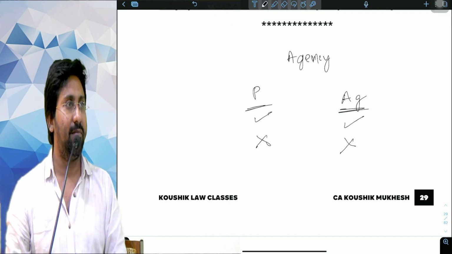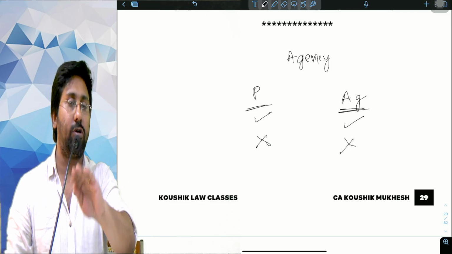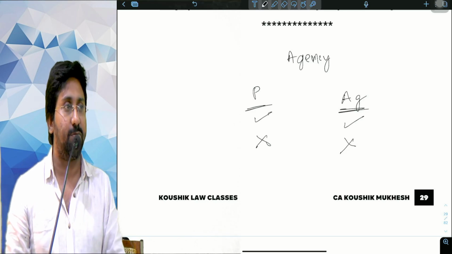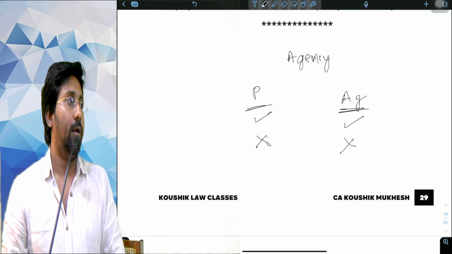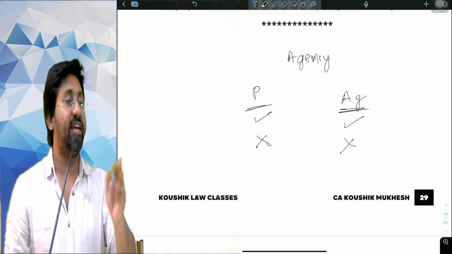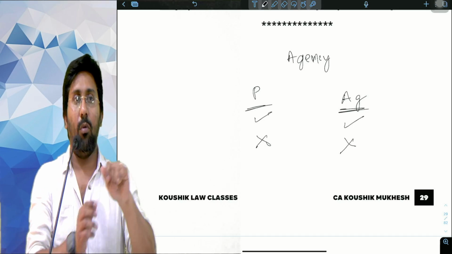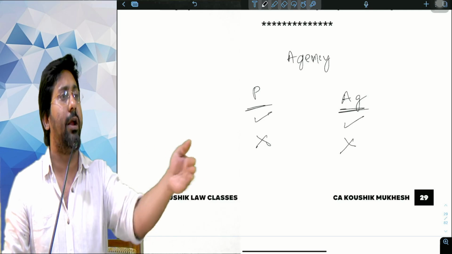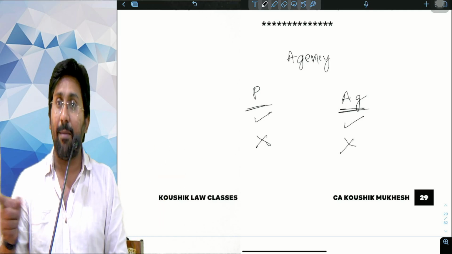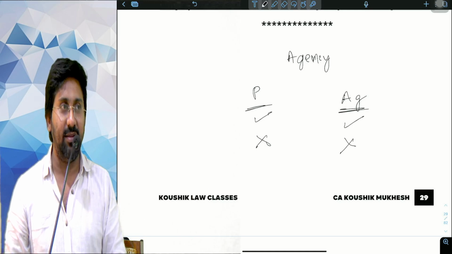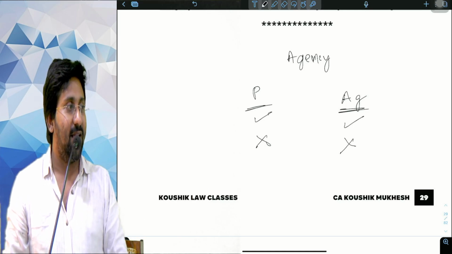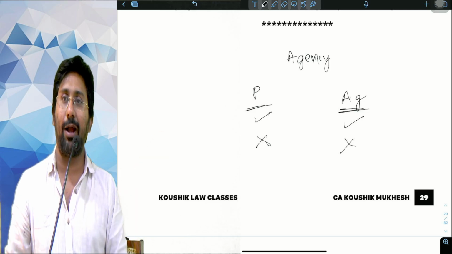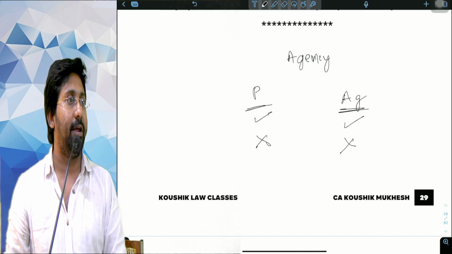Understood the basics? So tell me, what is the relationship between the board and the company? Principal and agent relation exists. Between whom and whom? Who is the principal? Who is the agent? What can the board do? Whatever the company can do. What can the company do?